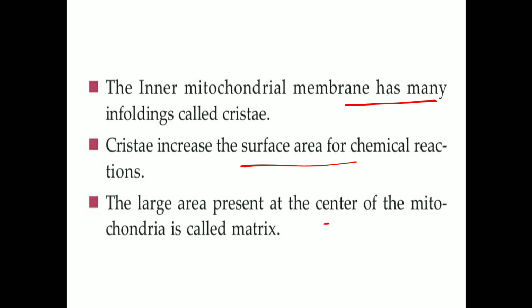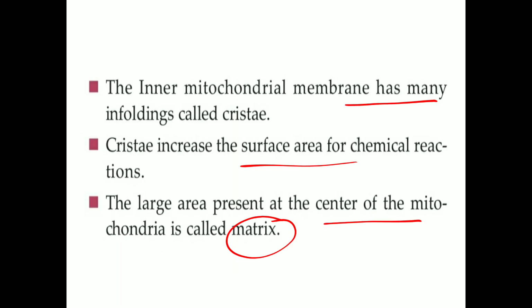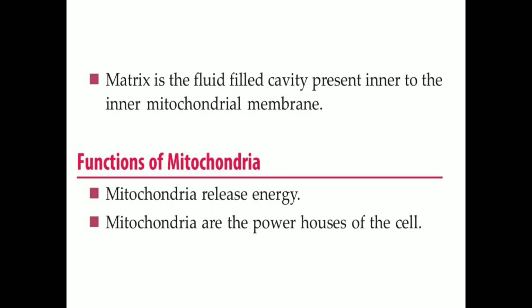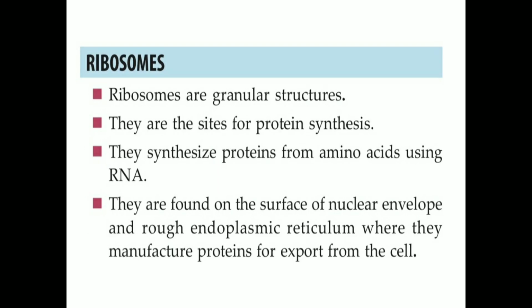The large area present at the center of the mitochondria is called its matrix, where all the chemical reactions take place. Matrix is a fluid-filled cavity present inner to the inner mitochondrial membrane. Let's see the functions. It releases energy, and hence it is called the powerhouse of the cell.